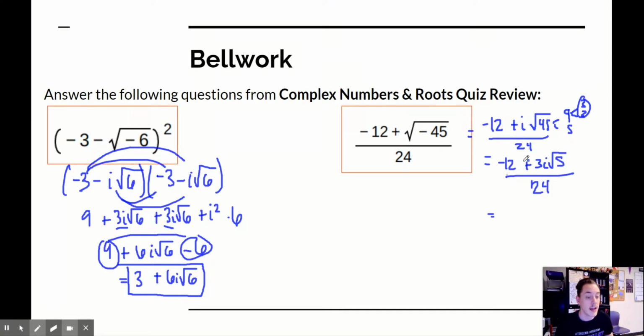Divide each one by 3, so this is negative 4 plus i radical 5 all over 8. And this equals negative 4 all over 8 plus i radical 5 all over 8. That simplifies down to negative 1/2 plus i radical 5 all over 8. This is my final answer.